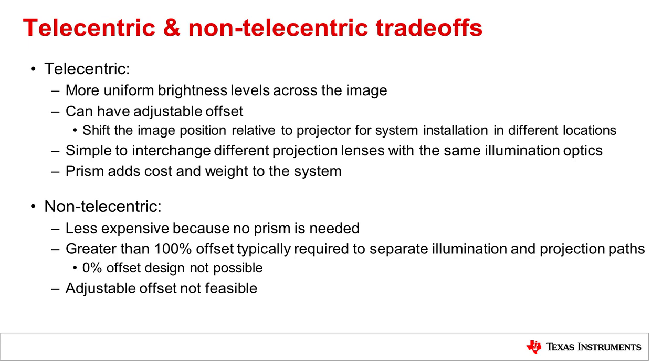Non-telecentric designs are less expensive because they do not require a prism, but come with other limitations. A 0% offset design is not possible because greater than 100% offset is typically needed to separate the illumination and projection paths. Adjustable offset is also not feasible.